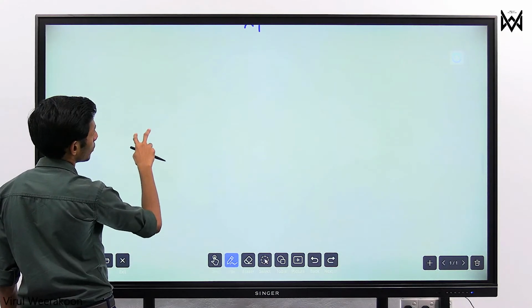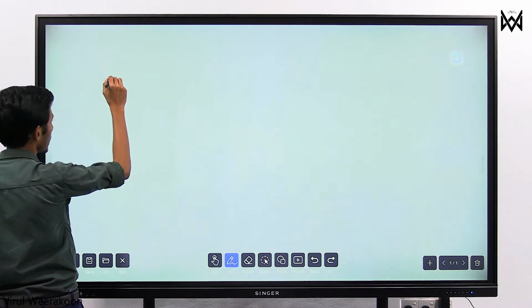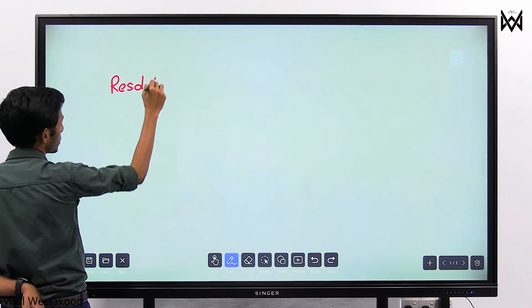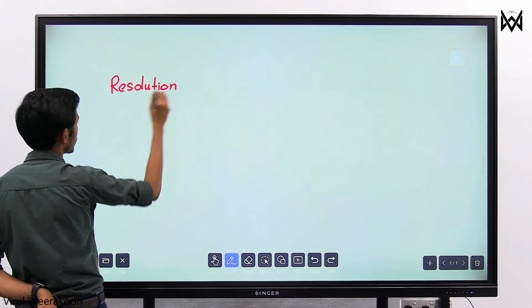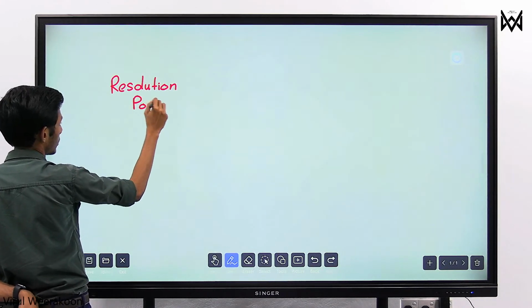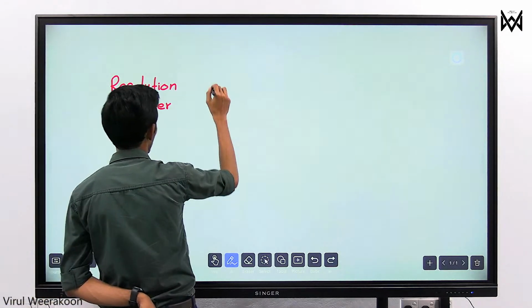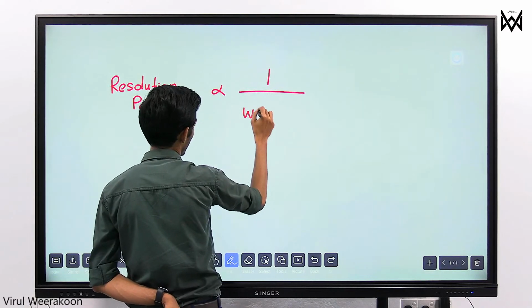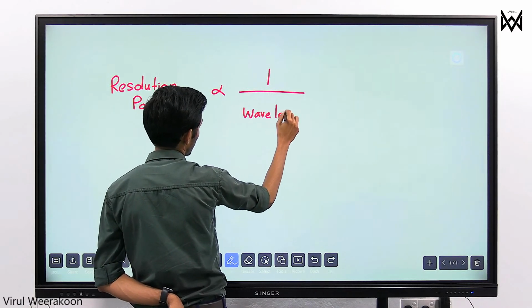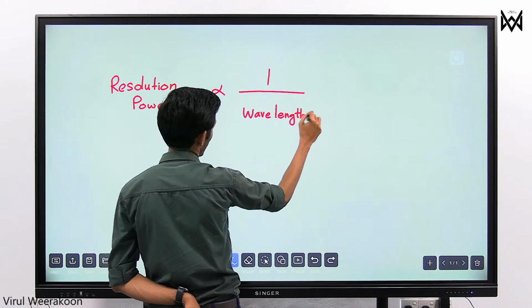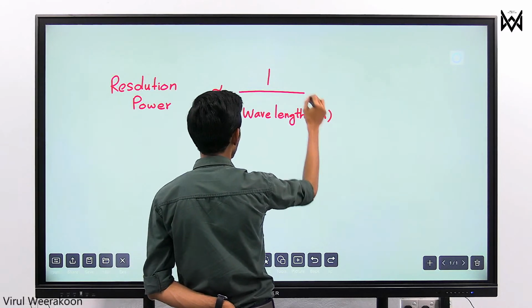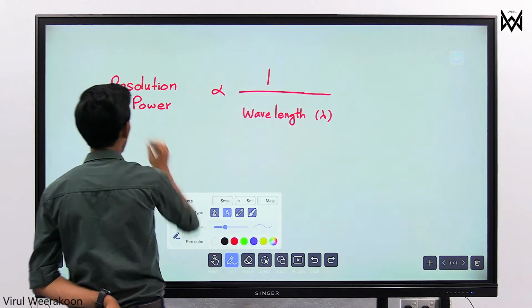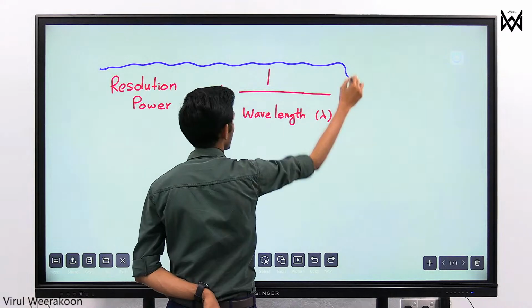So there's a relationship between wavelength and resolution power. What is happening? Resolution power is inversely proportional to the wavelength. Wavelength means the lambda. Resolution power is inversely proportional to the lambda. Got it?